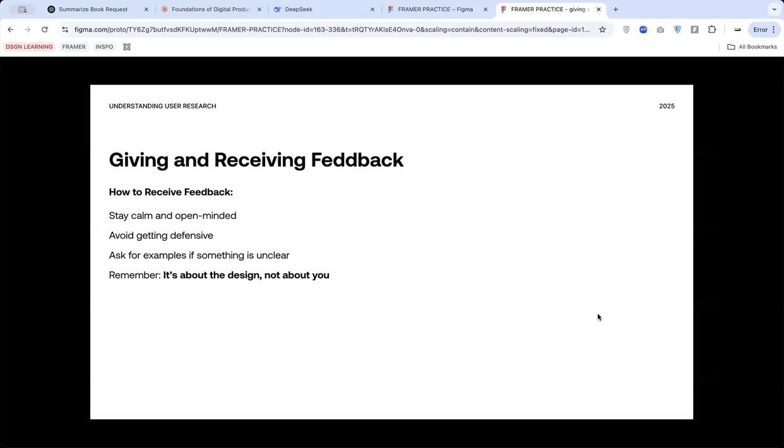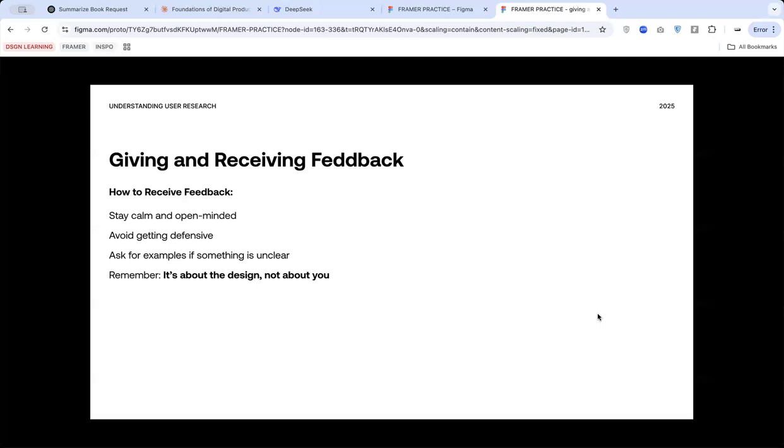Again, how to receive feedback. Stay calm and open-minded. It's a bad thing for someone to want to receive feedback and you're already agitated and you want to fight, like you're already in defense mode. Then something is wrong. You should stay calm and be open-minded. Open-minded because you can be wrong. Design can be wrong. It's not about you, it's about the design.